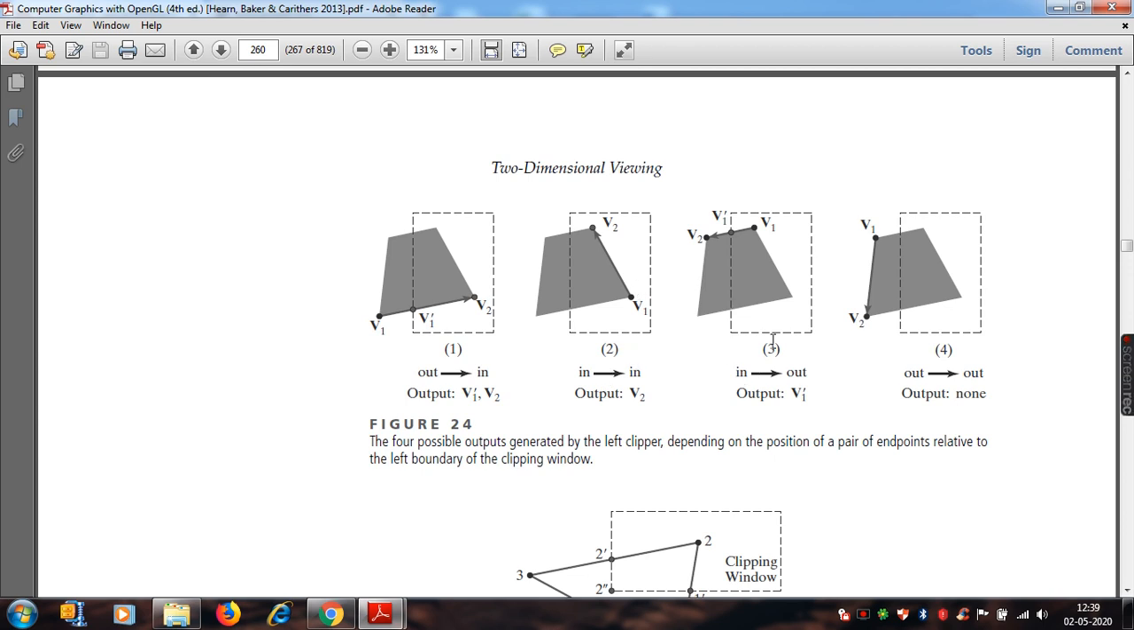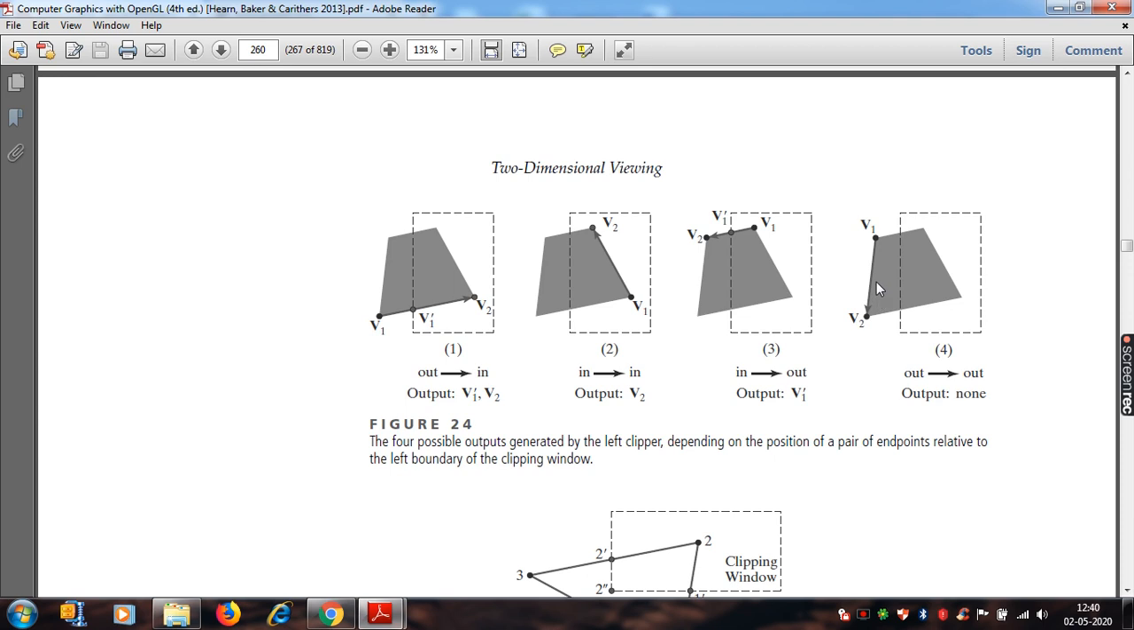Inside to outside, again similar to the first case. The first case was outside to inside. Now this is inside to outside. Then what do we do? In the output, we are going to send only v1 dash, the new endpoint that is shortened. Whatever is outside the second endpoint is clipped, and the new endpoint that you calculate, the intersection point, is sent as an output to the next stage.